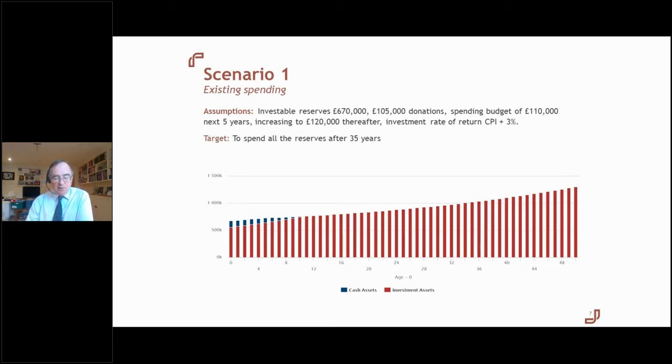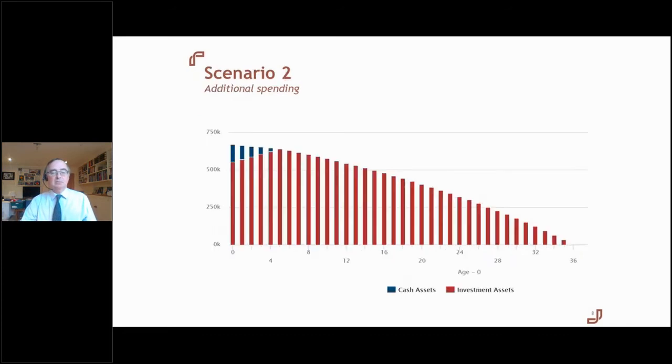So looking at their current plans on the first scenario, the cash flow modelling showed that there was actually £1 million after 35 years and £1.3 million after 50 years. So actually, to meet the trustees' target to spend all the assets over 35 years, the trustees found that they can actually spend an extra £12,500 per annum.